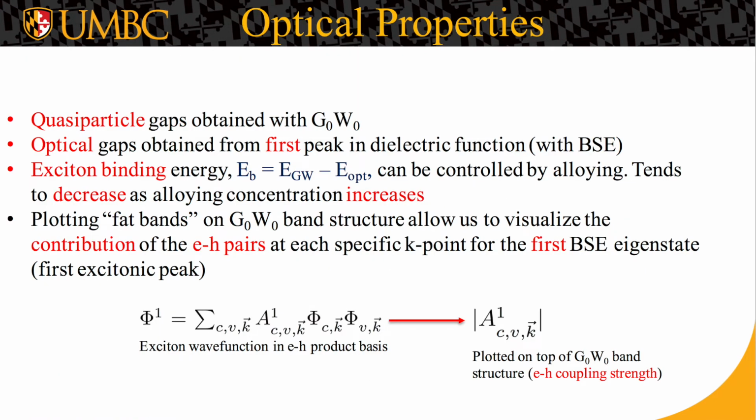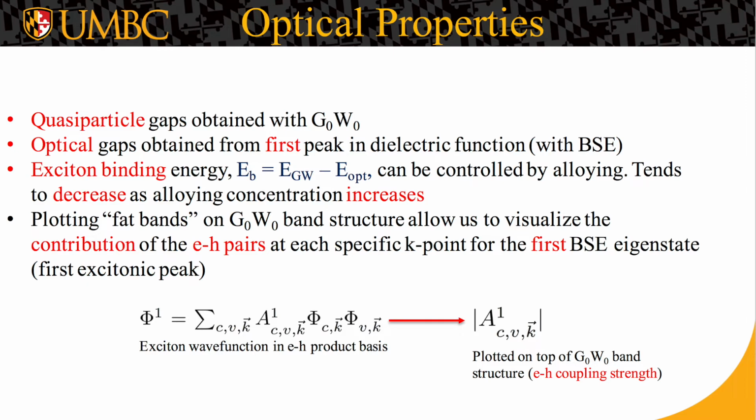The quasi-particle gaps were obtained via G0W0, while the optical gaps were obtained from the first peak in the dielectric function calculated with the Bethe-Salpeter equation. The exciton binding energy is defined as the difference between the GW gap and the optical gap, and we find from our results that it could be controlled by alloying.